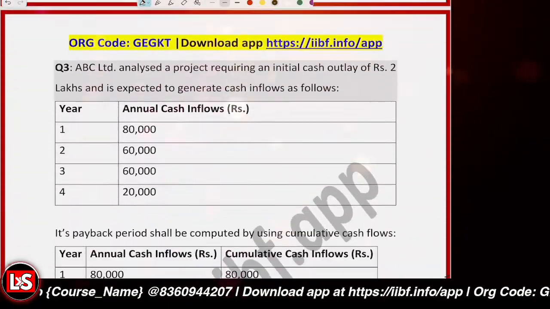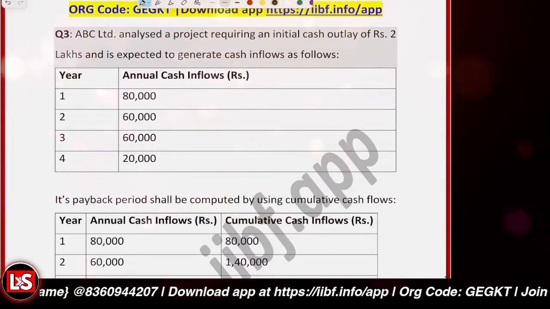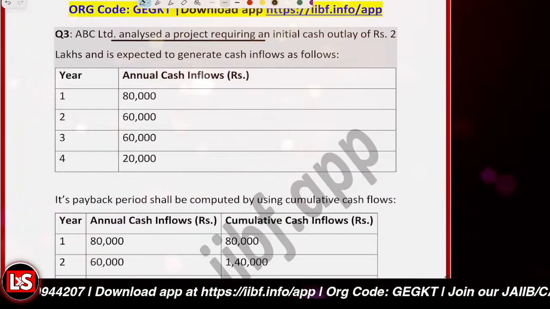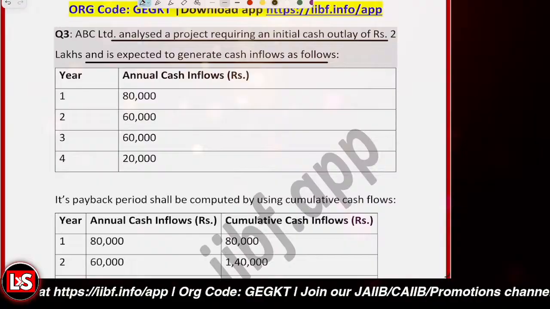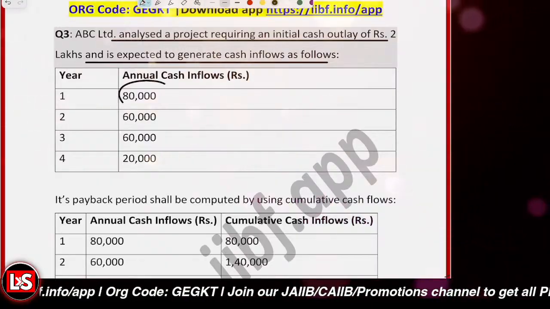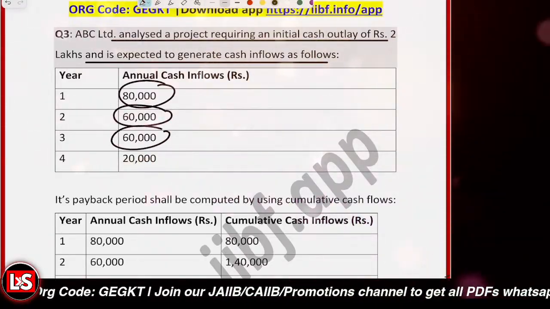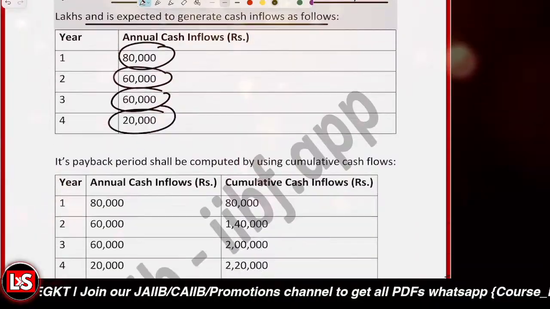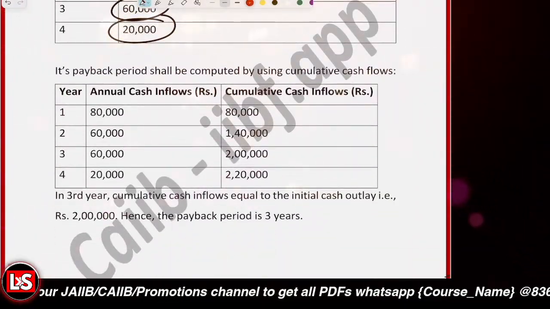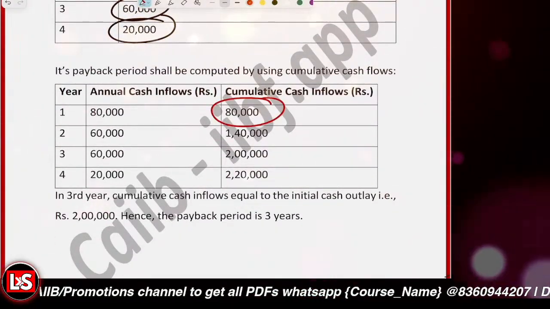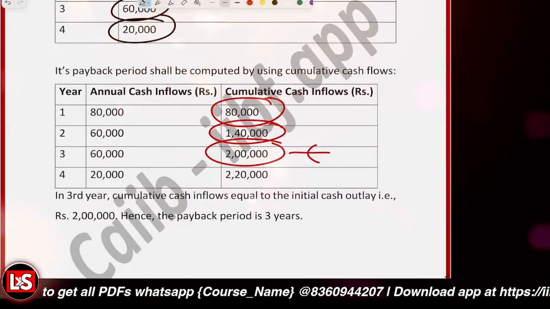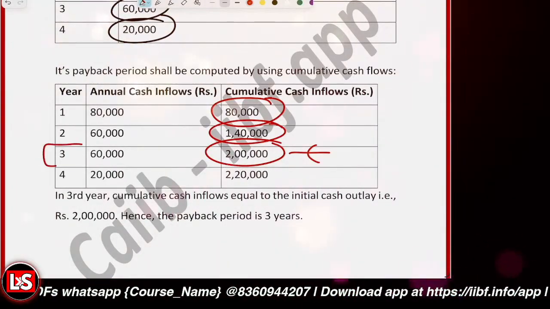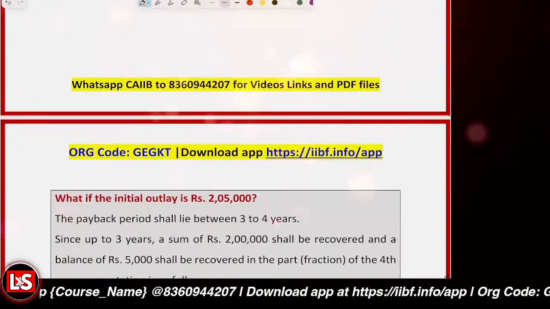Okay. Now let's have a look at another example. ABC Limited analyzed a project requiring an initial investment of 2 lakh rupees and is expected to generate the following cash inflows: 80,000, 60,000, 60,000, 20,000. Now if we look at the cumulative, like we discussed above, it is 80,000 for the first year, 1 lakh 40,000, 2 lakh rupees. Now here your initial investment is covered, so your payback period is 3 years.